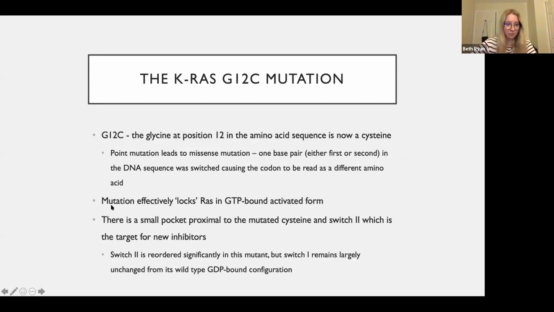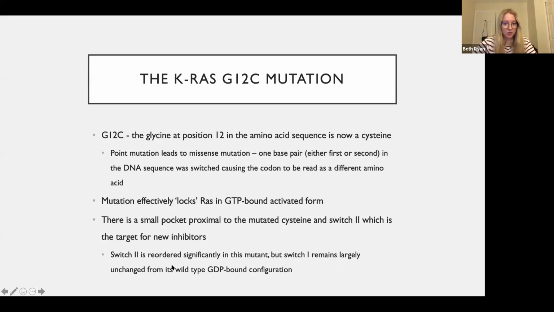Why this mutation is dangerous is that it keeps RAS activated. So it's constantly transmitting that signal downstream, allowing for more cell proliferation, which causes cancer. But what's interesting is that because of this 1-point mutation, there's a new little pocket next to the cysteine and between that and switch 2, which I'll show in a second, which is now a target. Because of this mutation, we found a new way to actually inhibit the protein.